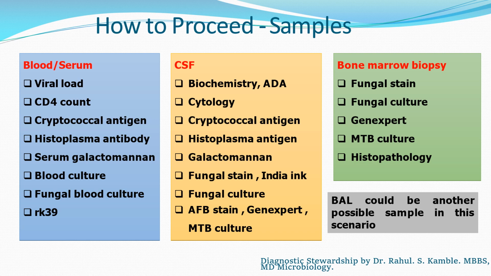Proceed for this infection. The samples include blood, CSF, and bone marrow biopsy. Bulk will be another possible sample in these cases. The bone marrow biopsy samples will be tested for fungus stain, fungal culture, GeneXpert, MTB culture, histopathology. While the CSF for biochemistry, cytology, cryptococcal antigen, histoplasma antigen, galactomannan, fungus stain or India ink, fungal culture, AFB stain, GeneXpert, MTB culture, for Mycobacterium tuberculosis.